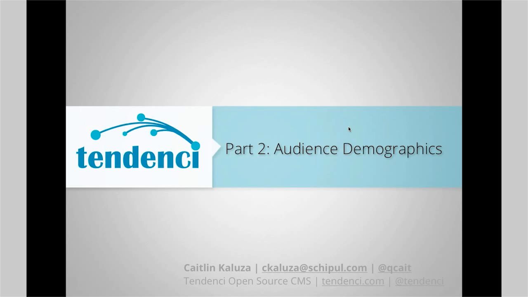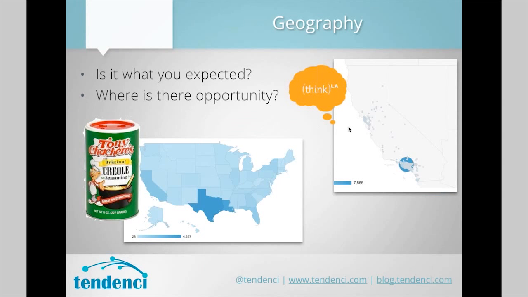I'm going to keep rolling along a little bit here. So first, when we talk about audience demographics, we're going to talk about geography. When you look at the geography of where your visitors are coming from, what's happening online should match what's happening offline. It should be similar. So if you are Tony Chachere's Creole seasoning, you should see lots of traffic from Texas and Louisiana. It's not super surprising. If you're Think LA, you should see lots of traffic in LA.